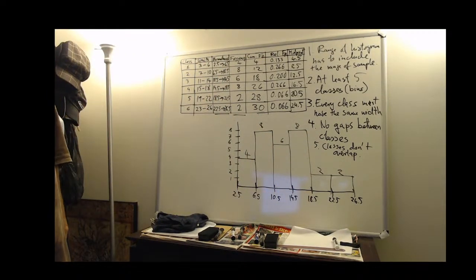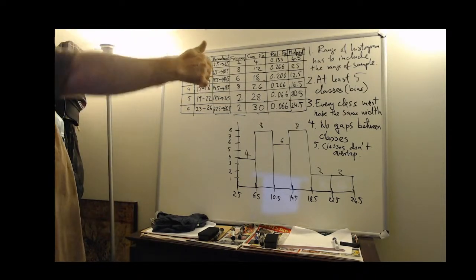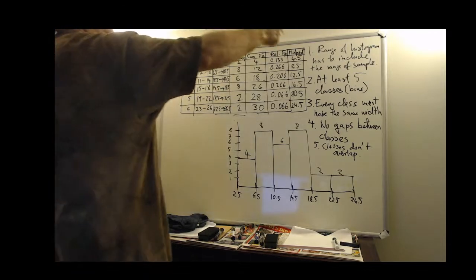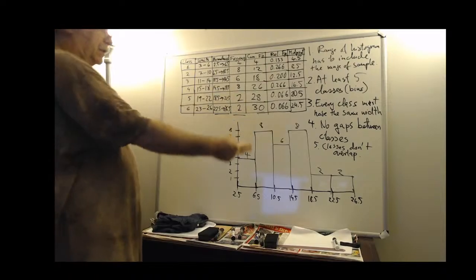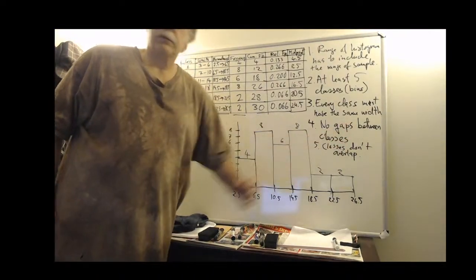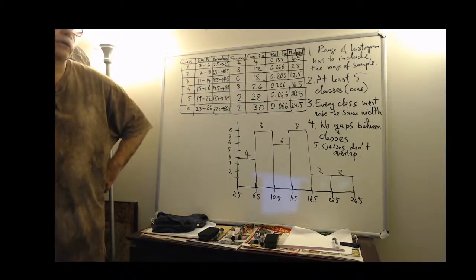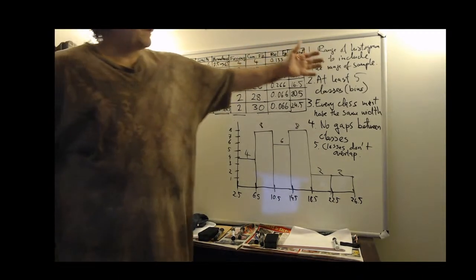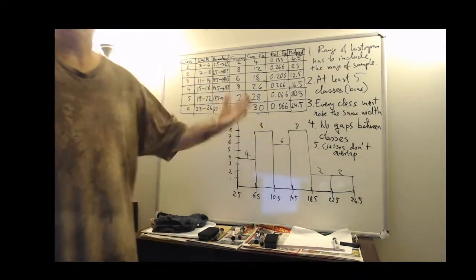Okay? So, brief check. Do we have all the rules satisfied? The range of the histogram has to include the range of the sample. The sample is between 3 and 26. This covers from 3 to 26, no doubt. Do I have at least 5 classes? How many bars do you have? 1, 2, 3, 4, 5, 6? Yeah, I intended to make 6 bars.